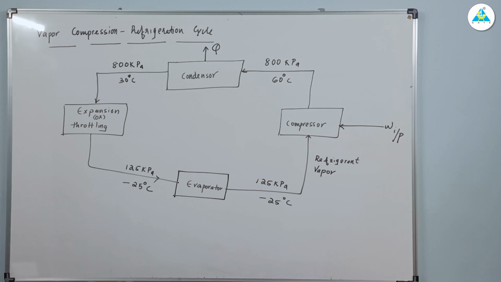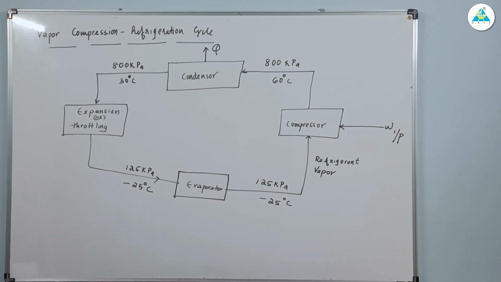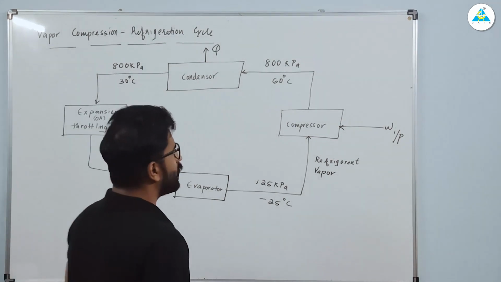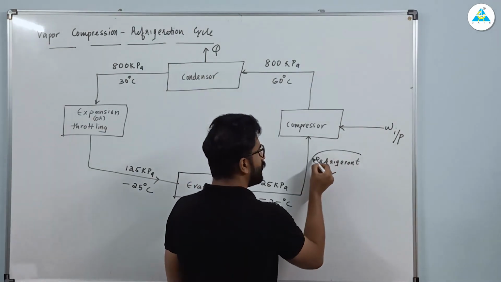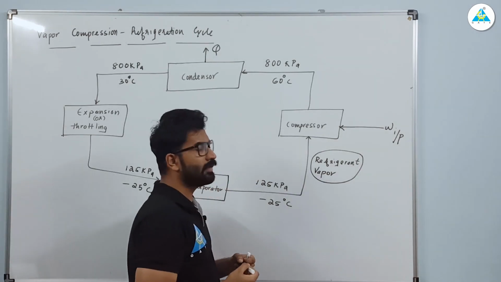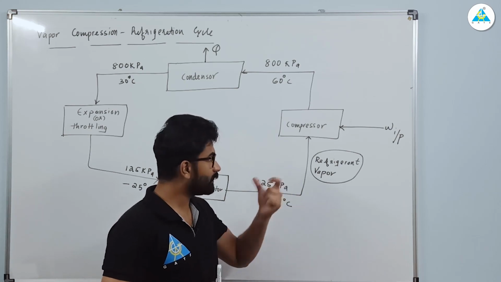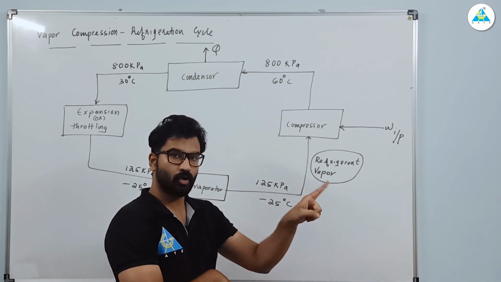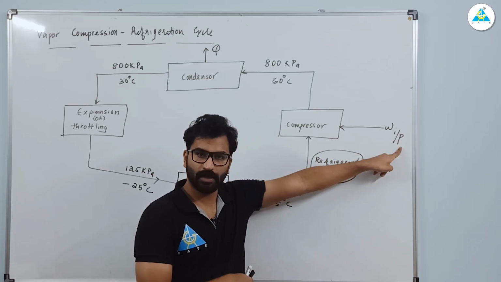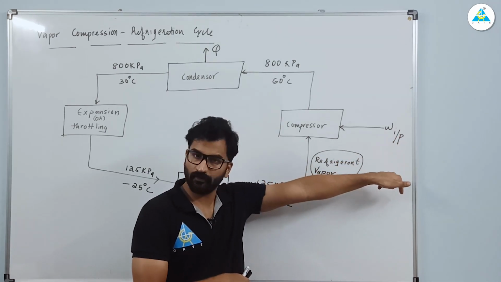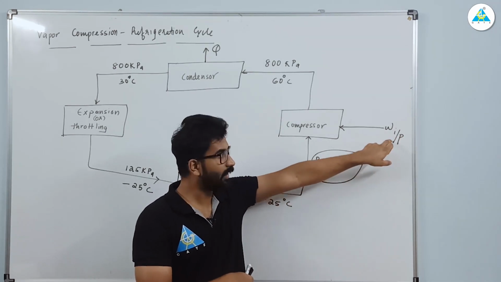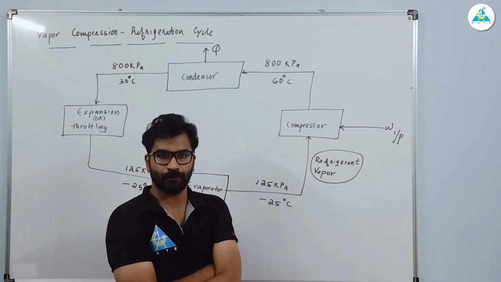Now we will explain what is happening. Where should we start the explanation? Wherever you want. I'm starting with my refrigerant vapor here. My refrigerant vapor is entering into my compressor. Now I'm switching on my refrigerator, the fridge. When I switch on the refrigerator, I'm giving work input to the compressor.